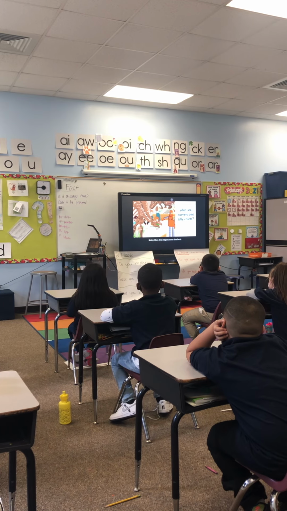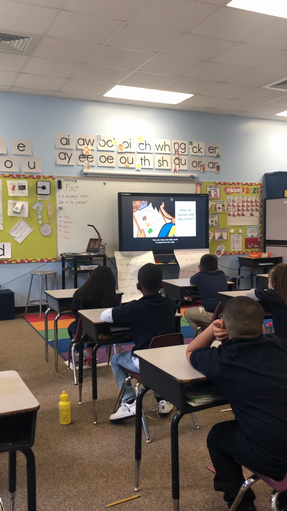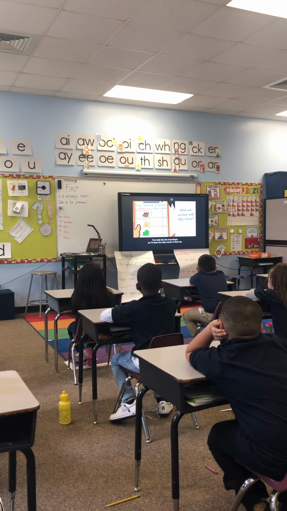Let's see. Moby likes the Stegosaurus the best. You can draw 1 tally mark to stand for 1 vote. 5 kids like the Triceratops, so I'll draw 5 tally marks in that row. 1, 2, 3, 4. The 5th mark is drawn across the other 4.